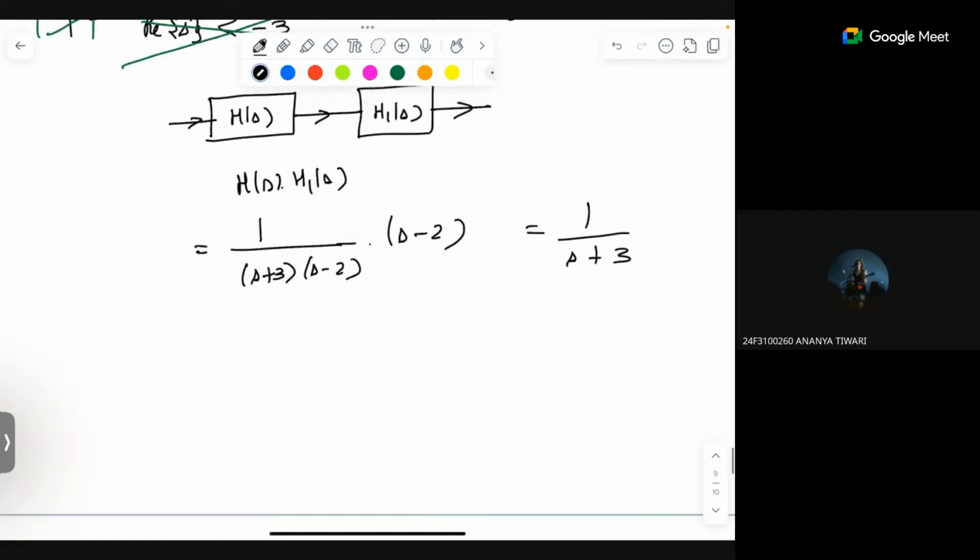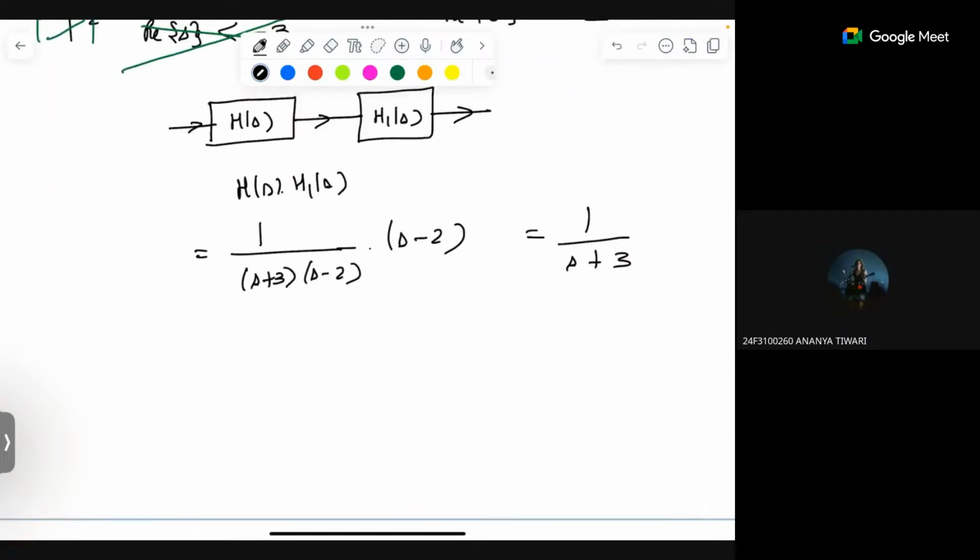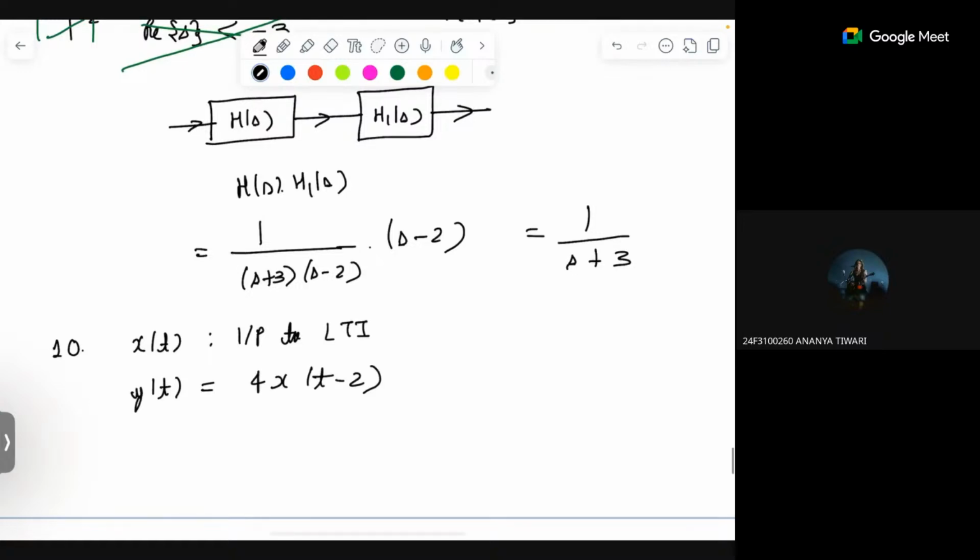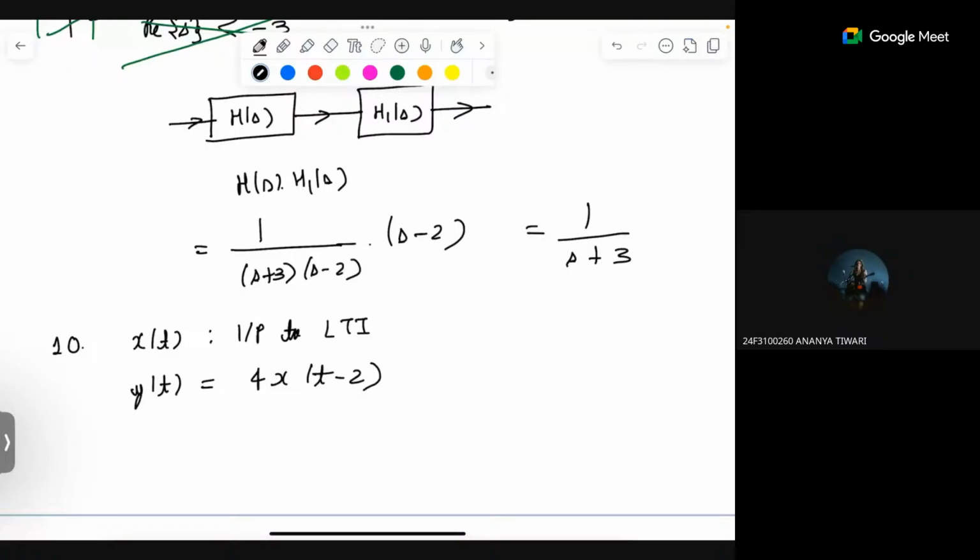Can we move to the next question? This one is based on Fourier transform. So x of t is input to an LTI system. The output y of t is given as 4 times x of t minus 2. So you have to tell me the transfer function of this system.